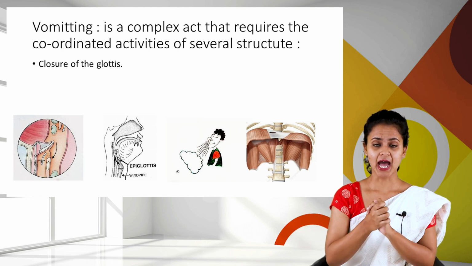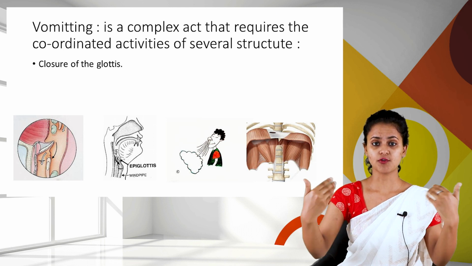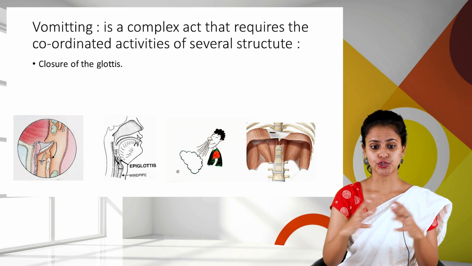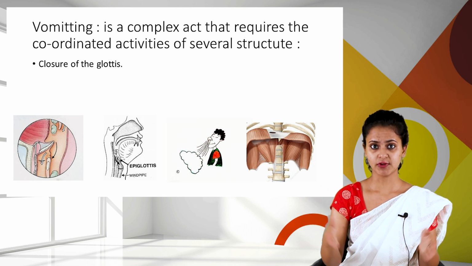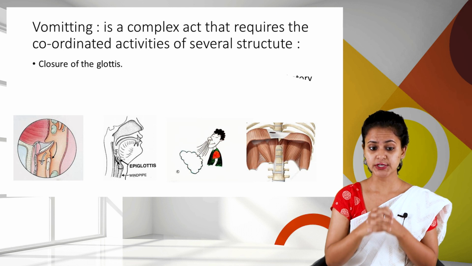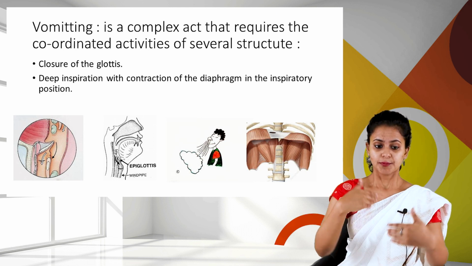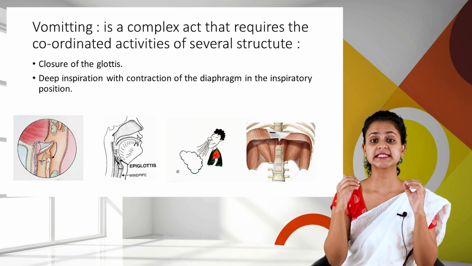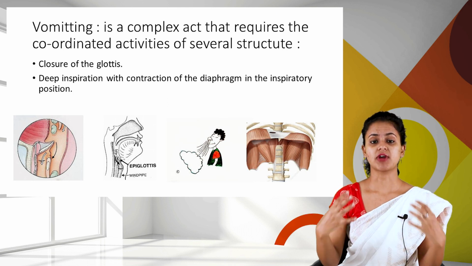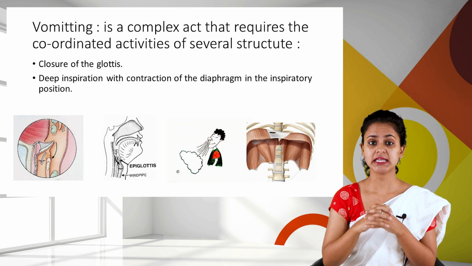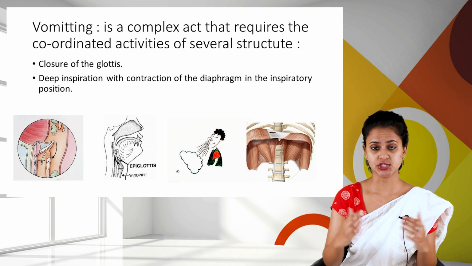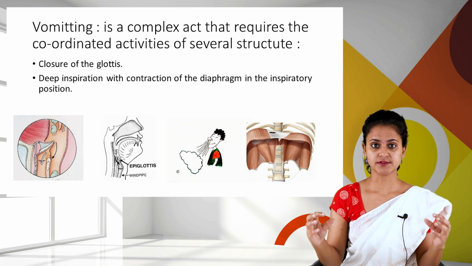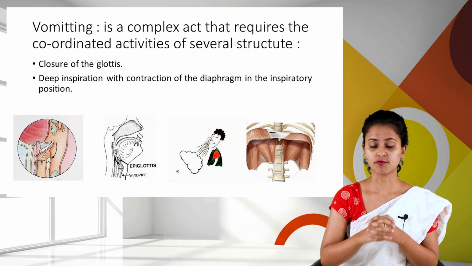So the first thing happens when a person has the feeling of nausea. Next, we are going to see a complete closure of the glottis in the particular individual. Next, the individual who is having nausea will have deep inspiration with contraction of the diaphragm, even in the respiratory position. We are going to see that deep inspiration is almost always associated with the episodes of vomiting.